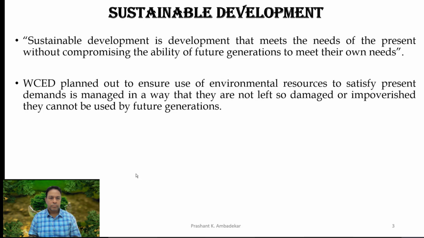Consider global warming. Because of global warming, there has already been damage, and in years to come there will be more damage. So they are not saying there will not be any damage, but that resources are not left so damaged or impoverished that they cannot be used by future generations. So the committee was set up to ensure the use of these environmental resources in the most appropriate way.